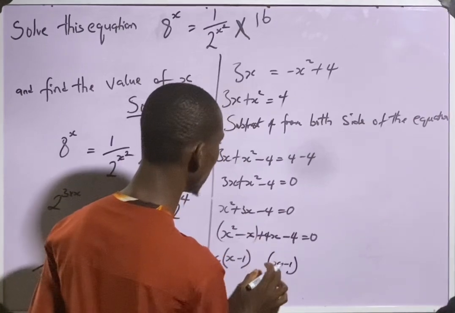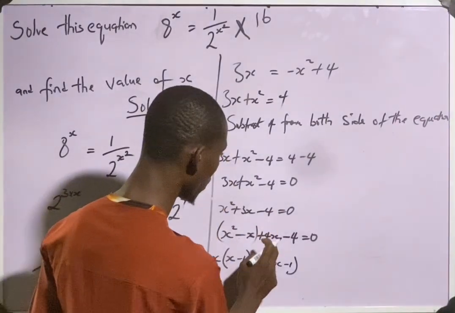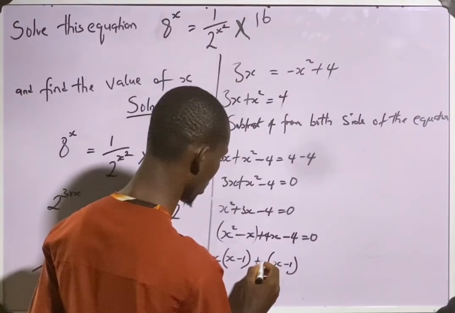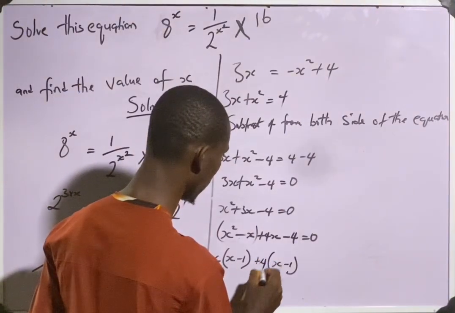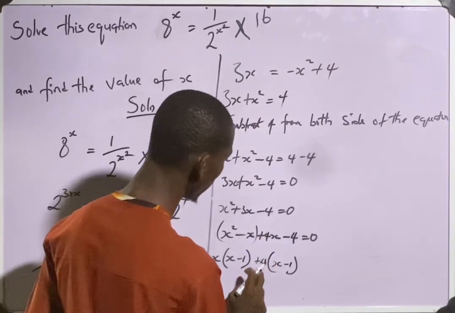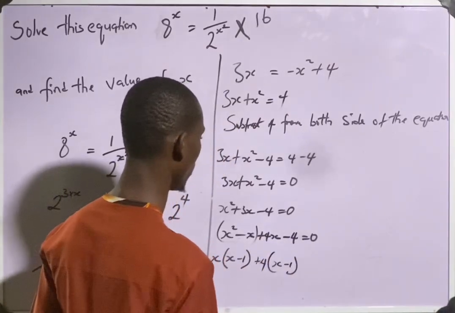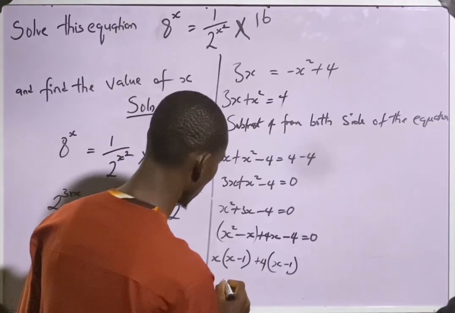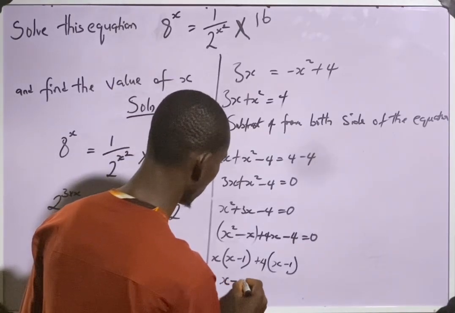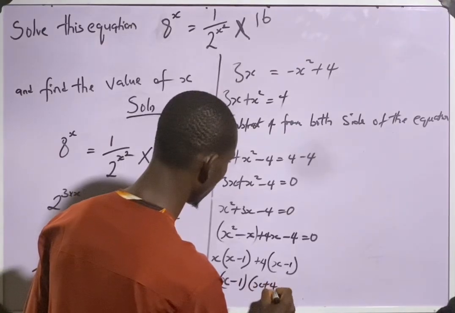What can we multiply with x to give us plus x? So plus 4x, that is plus 4. Plus 4 times x will give us plus 4x. Then plus 4 times minus 1 will give us minus 4. Right? So we now have x minus 1, x plus 4.